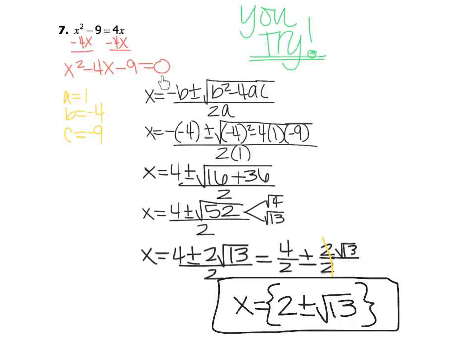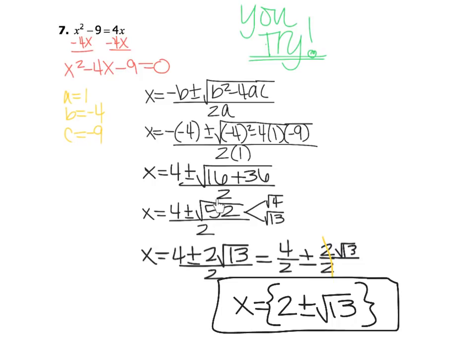Then we want to take these values and plug them into our quadratic formula. So we end up with x equals negative negative 4 plus or minus the square root of negative 4 squared minus 4 times 1 times negative 9 all over 2 times 1. We simplify this, we get positive 4 plus or minus the square root of 16 plus 36 over 2. Simplify this right here to get the square root of 52.